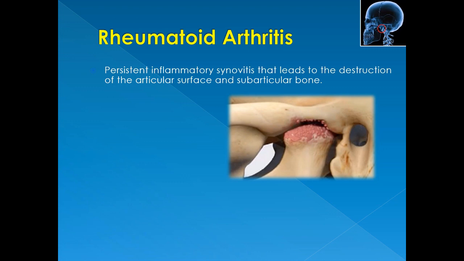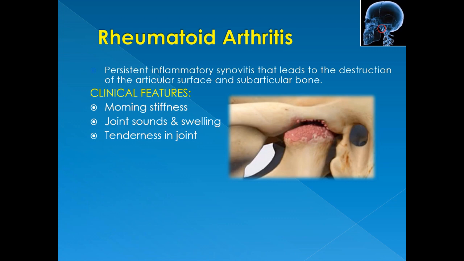Coming to rheumatoid arthritis of the TMJ, this is a subclass of polyarthritides, and rheumatoid arthritis is a chronic systemic disorder of unknown cause, and about 50% of the patients have TMJ involvement in rheumatoid arthritis. This is defined as a persistent inflammatory synovitis that leads to destruction of the articular surface and subarticular bone. The clinical features include morning stiffness, joint sounds and swelling, and also tenderness in the joint.